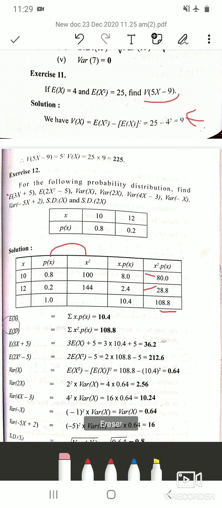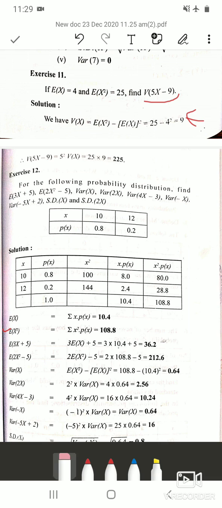Therefore expectation of x is summation x into p of x. So we have got that value, which is 10.4, and expectation of x square is summation x square into p of x, which is 108.8. So now let us find the first sub question, that is expectation of 3x plus 5.